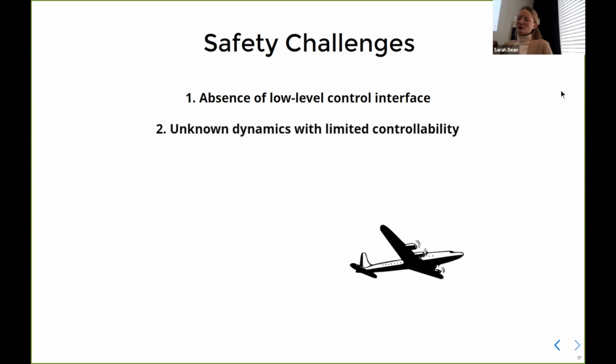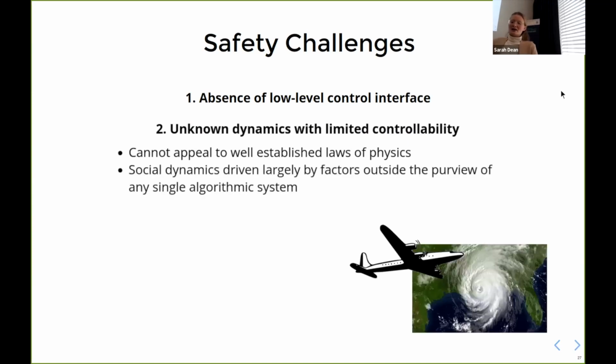And maybe more importantly is that these dynamics arguably have limited controllability. It's not so much like flying an airplane as it would be trying to fly an airplane in a huge hurricane, right? People's preferences are maybe, and more generally social dynamics are maybe not mostly driven by factors in the control of algorithm designers, especially for any single system. And I would argue nor should they be.